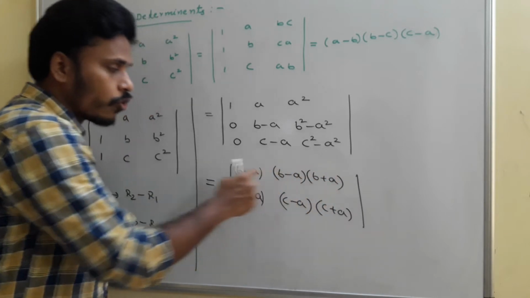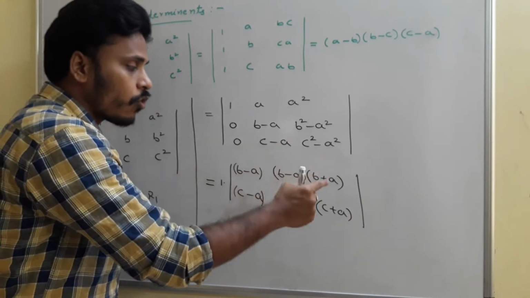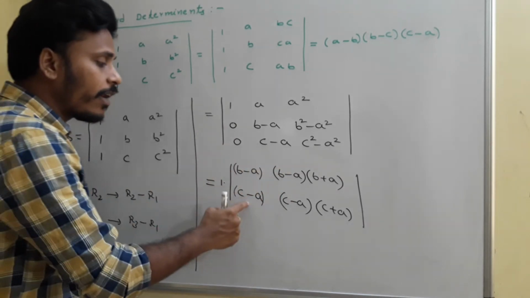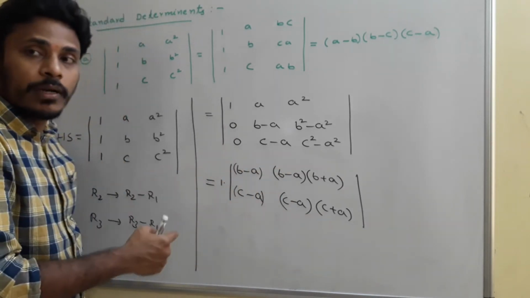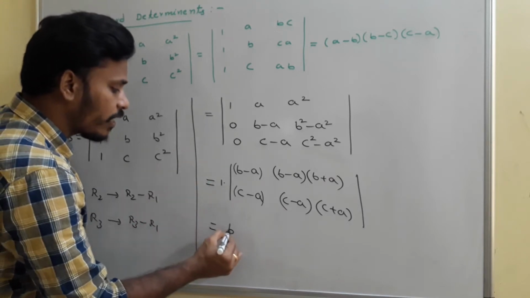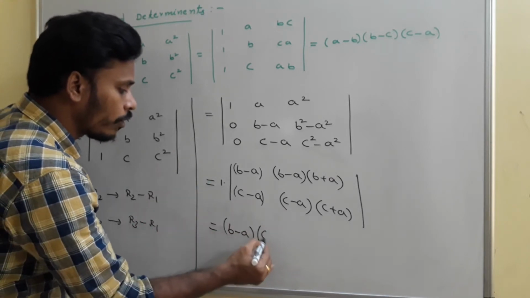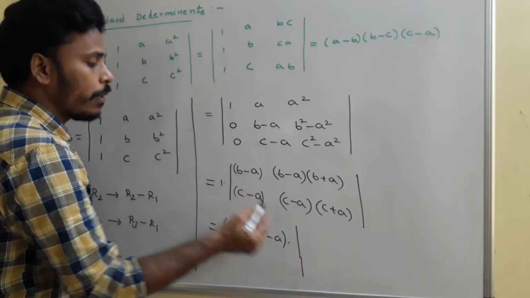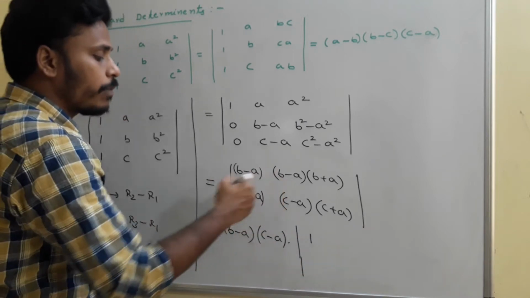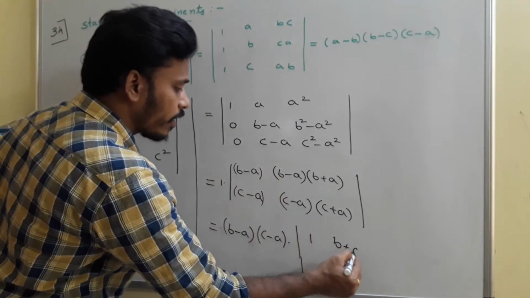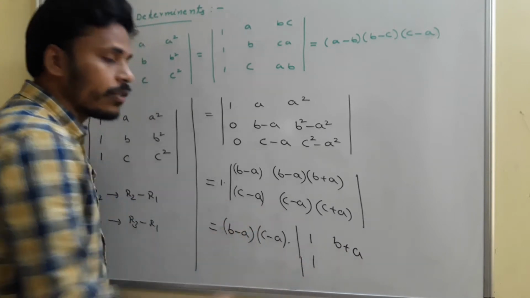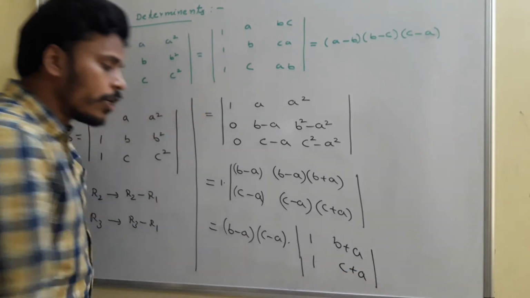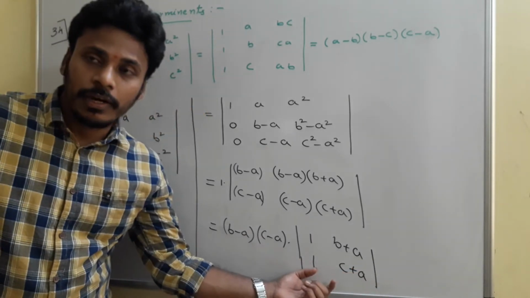So observe the first row. Every element of the first row has b minus a as a common term, so just pick it out. And every element of the second row has c minus a as a common term, and then pick it out. At the end you have b minus a into c minus a into determinant of, just have a look. Here I wrote b minus a out, then we have 1. And since b minus a is out, then we have b plus a inside. And c minus a is out, just here it is 1. And since c minus a is out, then we have c plus a here.